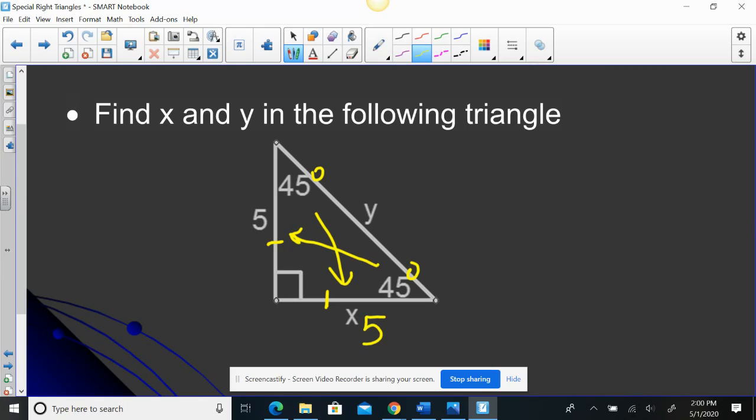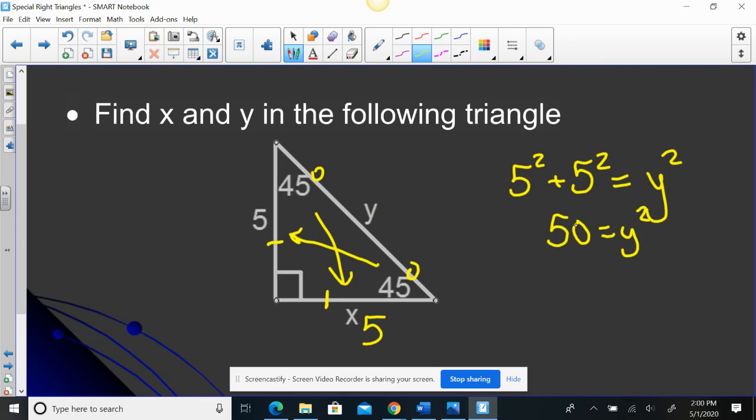So x is 5. And then I could use 5 squared plus 5 squared, a squared plus b squared equals c squared, or in this case, y squared. So 5 squared is 25, plus another 25 is 50. So 50 is y squared. And now I'm going to take the square root of that. We're going to break this down. Any two numbers that multiply to be 50. So I'm just going to use 5 and 10. 10 breaks down to be 2 and 5.